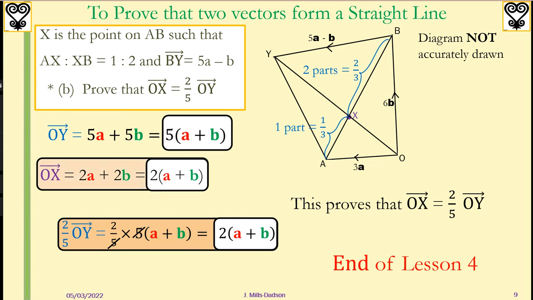And it also confirms that OX is a multiple of what? OY. And it's definitely a straight line as well, and they share a common point X. So that brings us to the end of lesson 4.